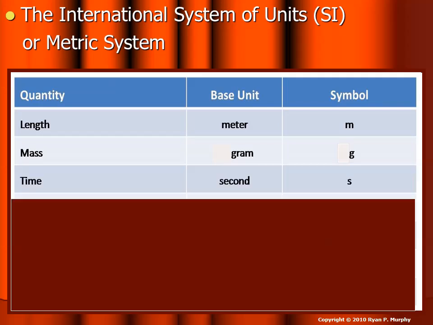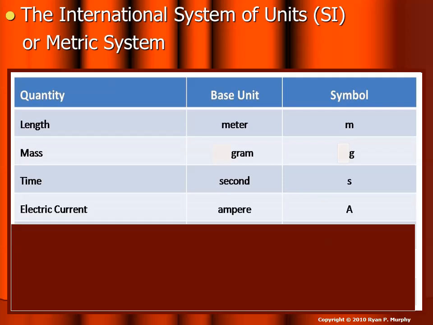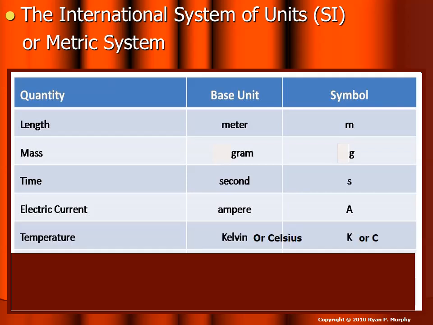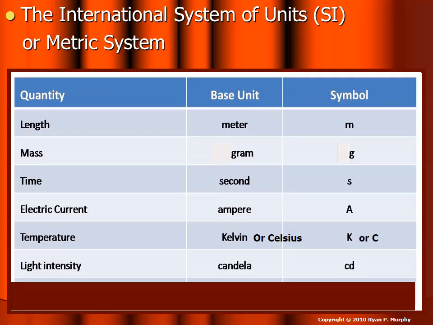The metric unit for measuring time is actually the same thing as what we use. They use seconds and minutes and hours, just like us, and seconds is abbreviated with an S. Electric current, this is something we'll learn about in class later on. Electric current is measured in amperes. The letter for that is A. Temperature, there's actually two different units that they might use depending on what you're talking about, and we'll go over both of these, but the two different units are Kelvin and Celsius. The abbreviations for those are K and C.